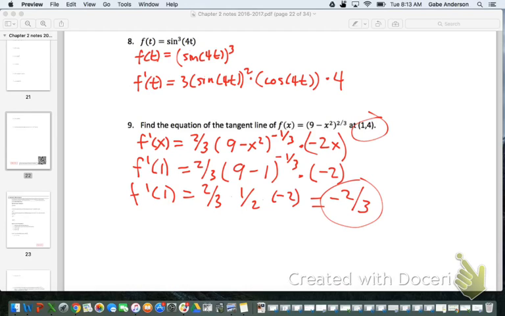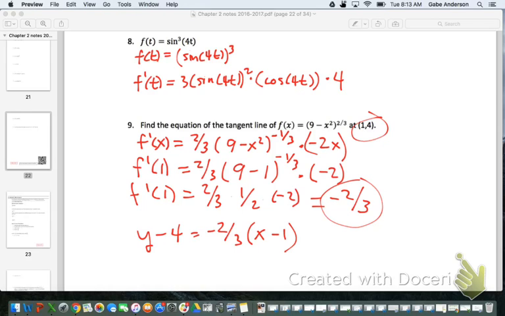I just used point slope form. I got y minus 4 equals negative 2/3 parentheses x minus 1. Nice. All right. Can I show you guys a little trick with a calculator?